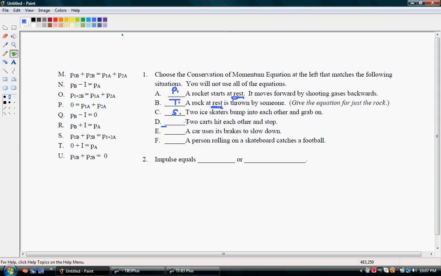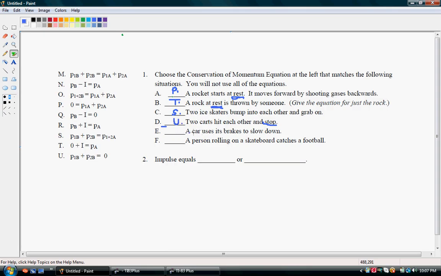Alright, D. 2 carts hit each other and stop. So we're talking about 2 carts, 2 objects, that collide and stop. So stop implies that we have no momentum afterwards. We should have a 0 on the after side or the right side. And 2 objects with momentum before. So that would be 2 objects before and no momentum afterwards. That would be U.